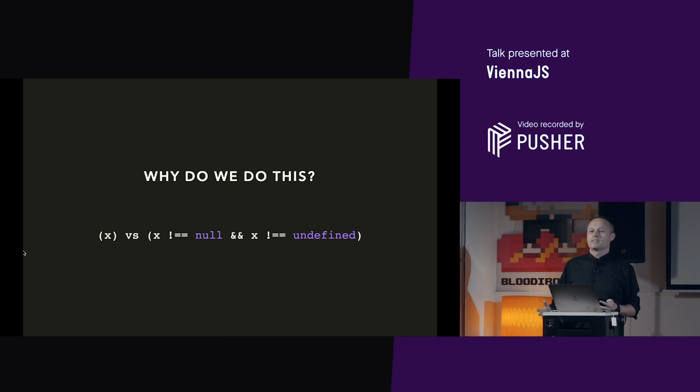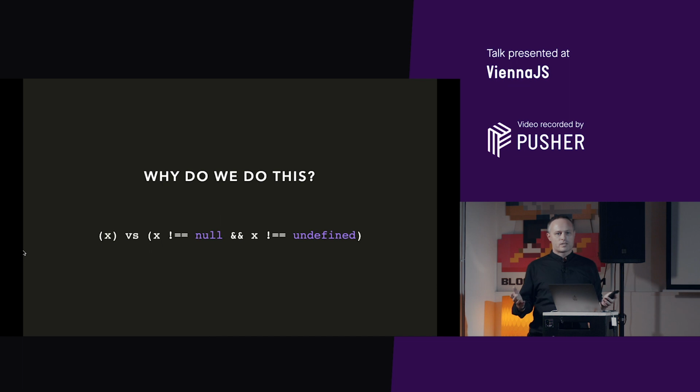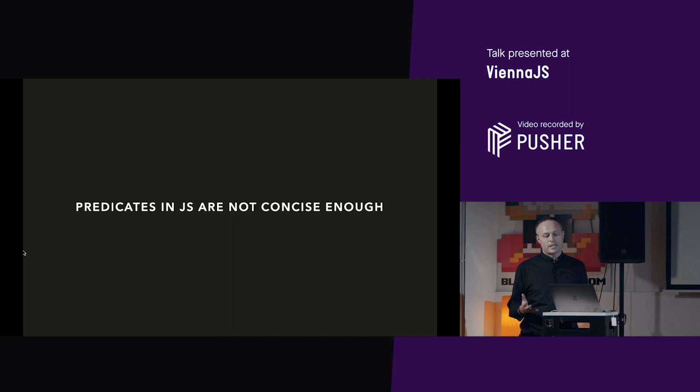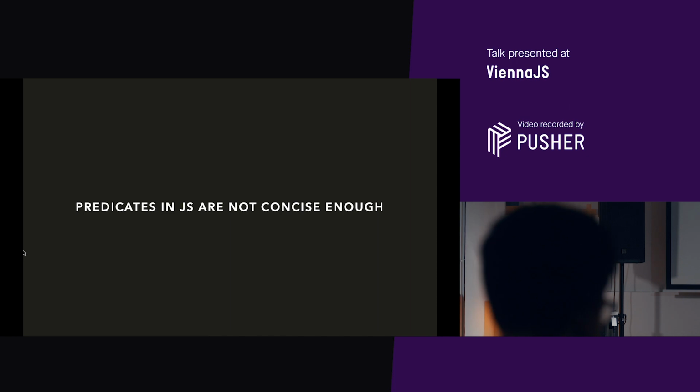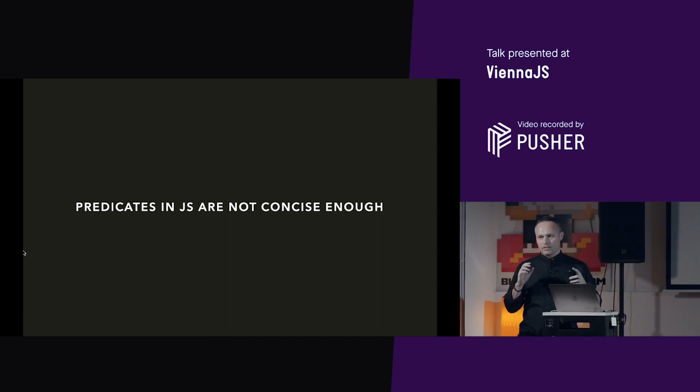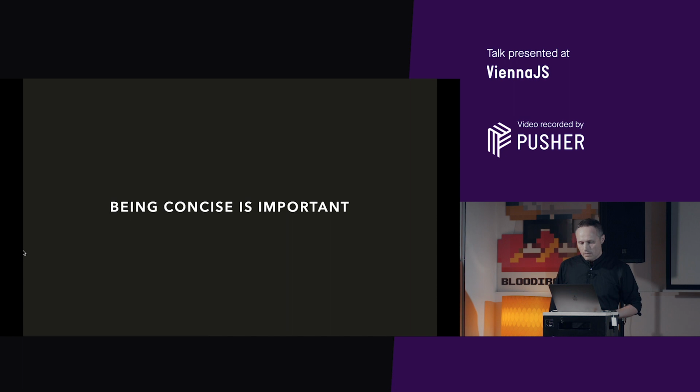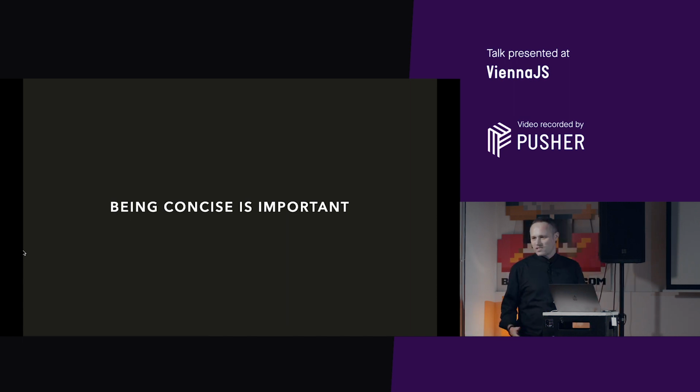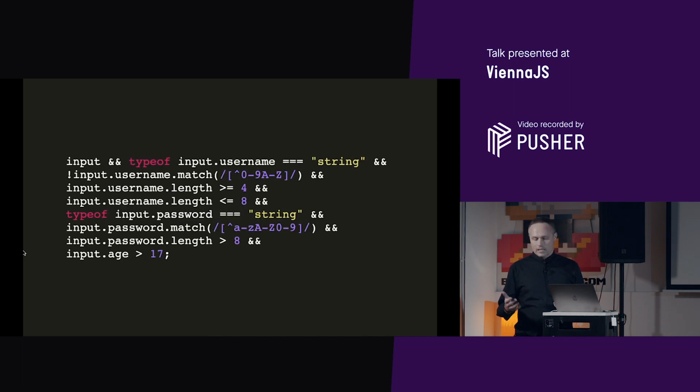But why do we do this? Why do we decide to just check x and not do the proper thing? Well, I would say that the good reason for this is that predicates in JavaScript are just not concise enough. So when I go if x, it's a lot less effort on the keyboard and in my head than going if x doesn't equal null and x doesn't equal undefined. So being concise is important because it makes things more correct. Now, over here, that invisible word there says typeof, by the way.